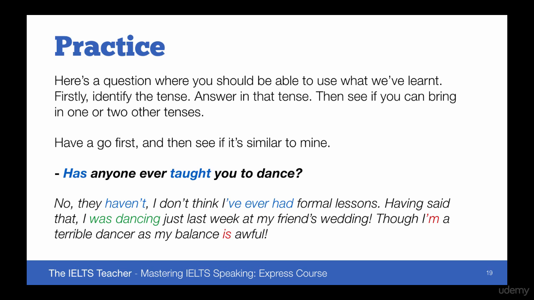Okay, now let's bring in a couple more tenses. We're going to use the past continuous, I was dancing, and we're going to bring in the present simple. I'm a terrible dancer, my balance is awful. So try using this strategy of identifying the grammatical accuracy.